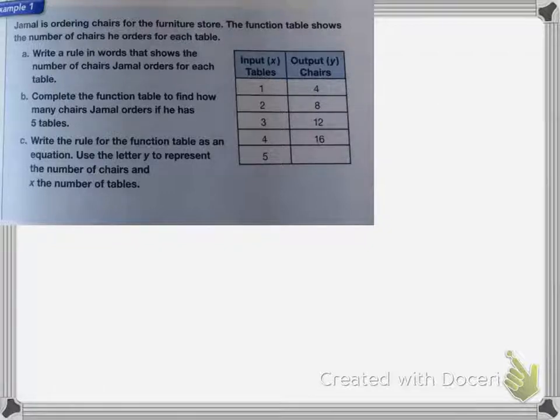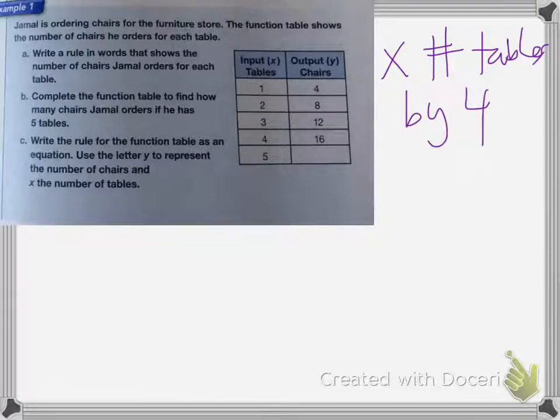So if we look, on table 1, there's 4 chairs. With table 2, he has to buy 8 chairs. On table 3, if he has 3 tables, he has to order 12 chairs. So my rule is that to find the number of chairs, I'm going to multiply the number of tables by 4. That's my rule. Multiply by 4.